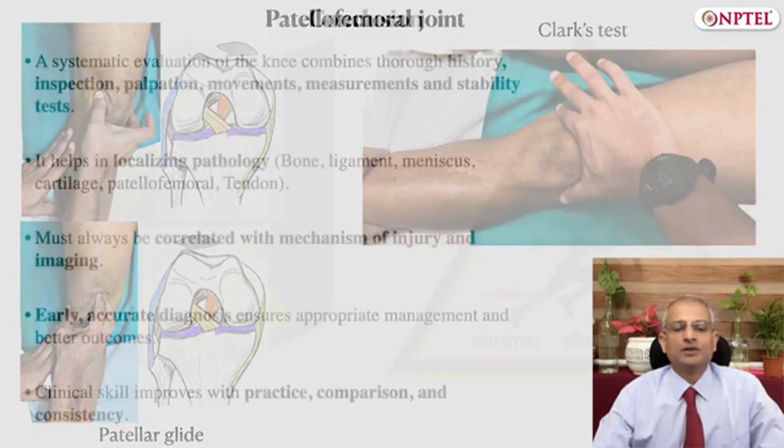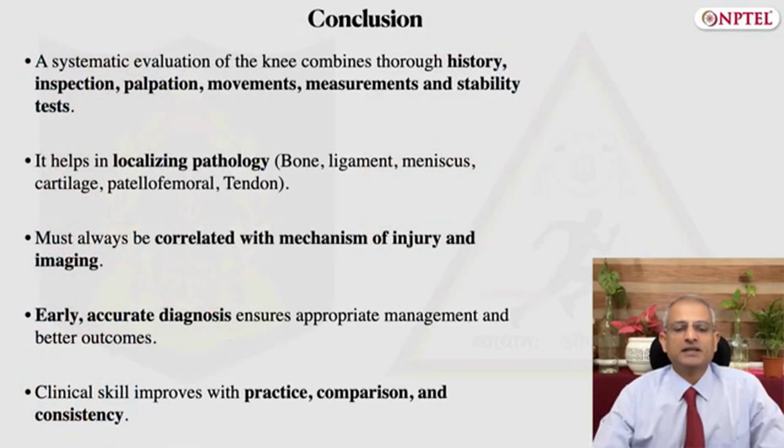To conclude, systematic examination of the knee combines history, inspection, palpation, motion, and stability tests. These tests, when done carefully, help us localize the pathology, whether it is in the ligament, meniscus, cartilage, or any other soft tissue around the knee.